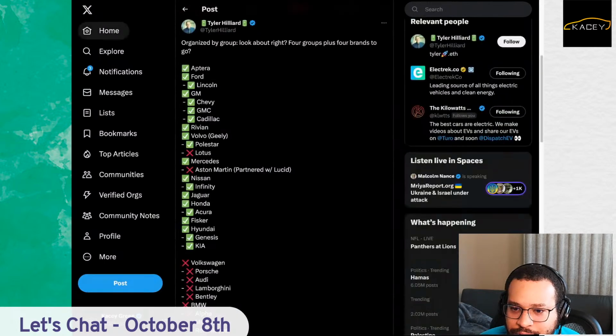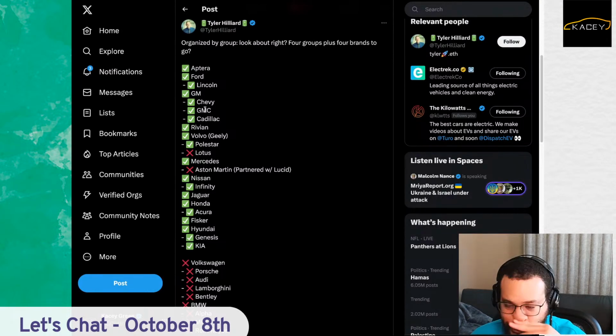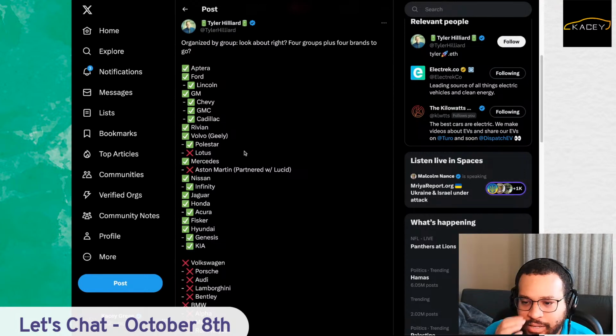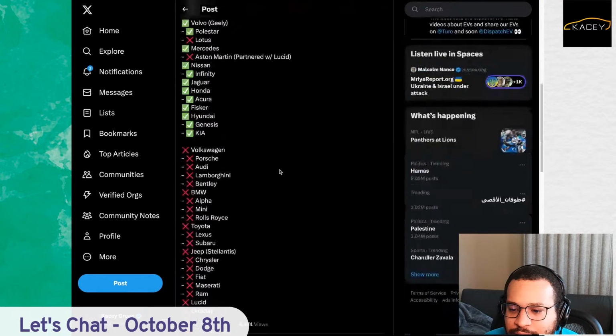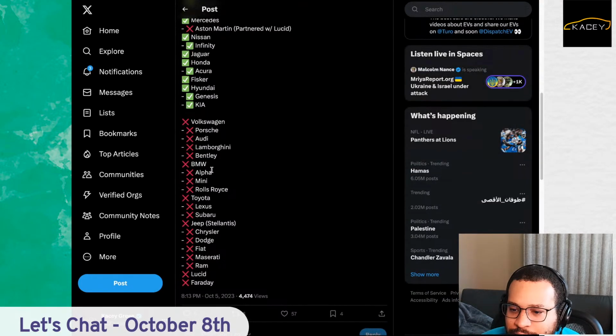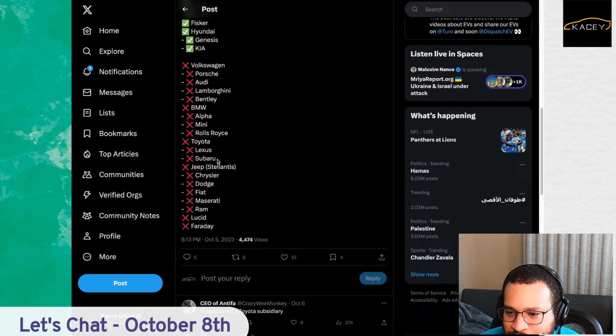All right, let's see what this person's revision came out to be. And we'll close the right window this time. So this person has Lotus, Volvo, Geely, yep, Lotus X, Mercedes, Aston Martin partnered with Lucid, Kia, Volkswagen, BMW, including Alpha, Mini, and Rolls-Royce, Toyota, Lexus, and Subaru. Subaru isn't exactly a part of Toyota, but Toyota has a huge interest in Subaru. And then their existing EV is a Toyota.